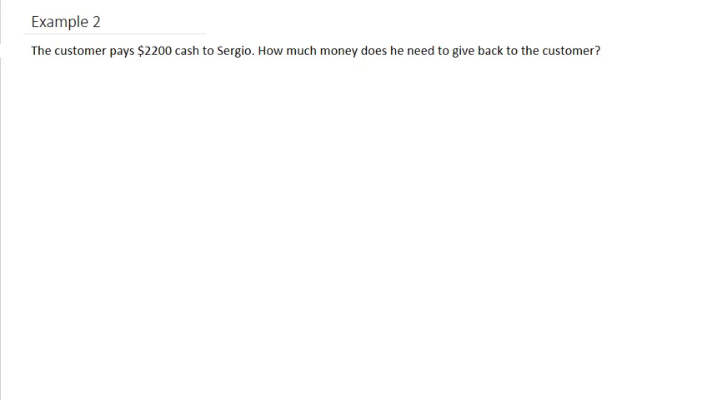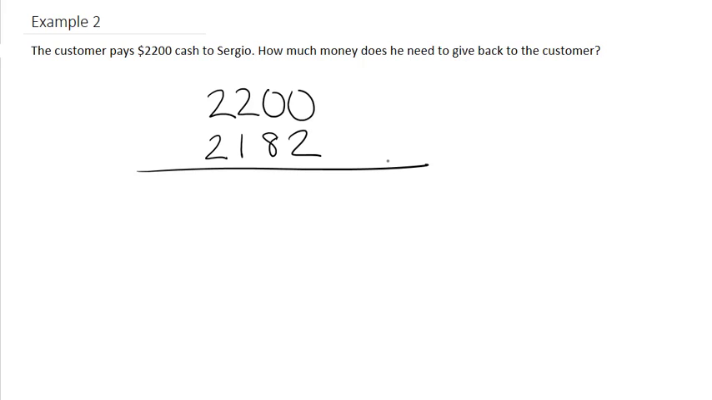Example 2. The customer pays $2,200 cash to Sergio. How much money does he need to give back to the customer? So we have this $2,200, and the cost of the transmission was $2,182 with a discount. So then we're going to take this larger number and subtract the smaller number from it for how much money he gets back to the customer.